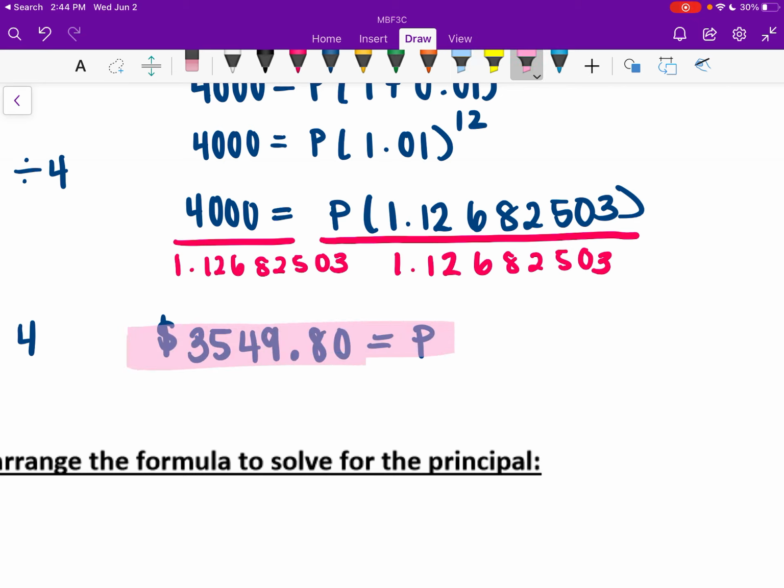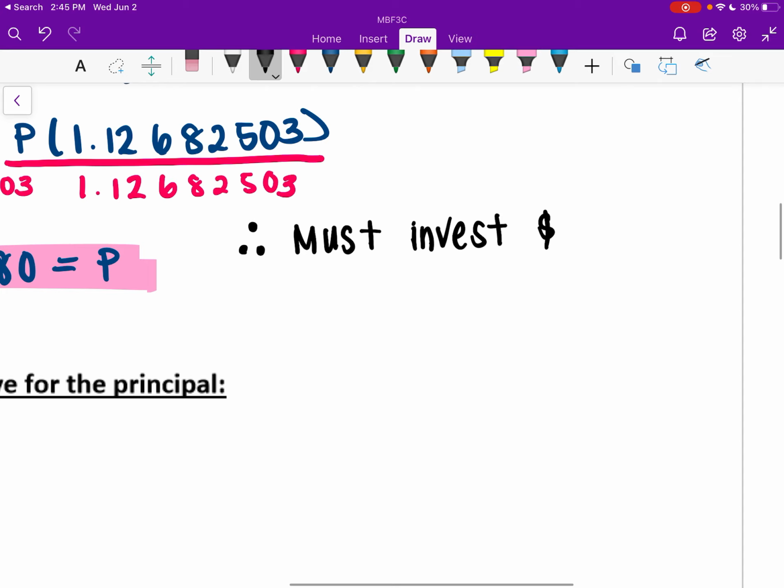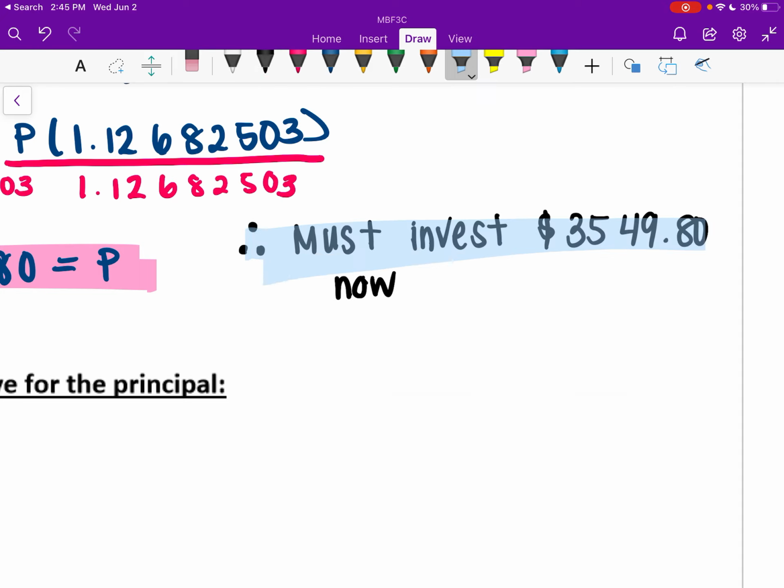That means that in order to have $4,000 3 years in the future, I need to put in $3,549.80 right now, right? So therefore, I must invest $3,549.80 now. That's my answer.